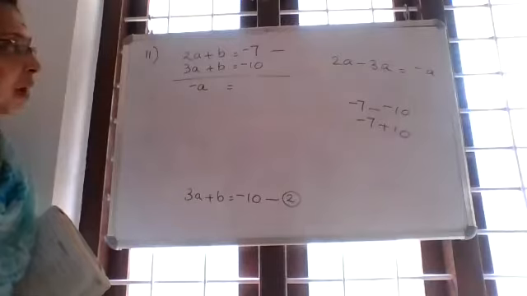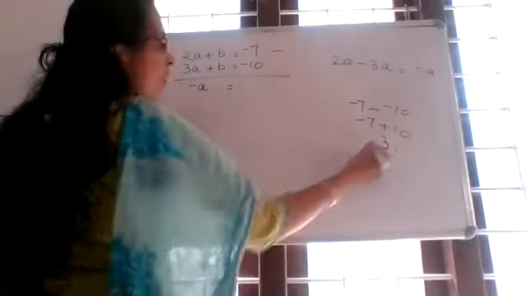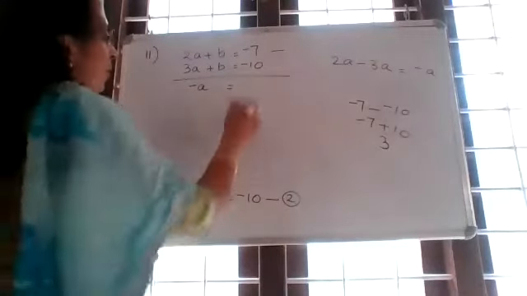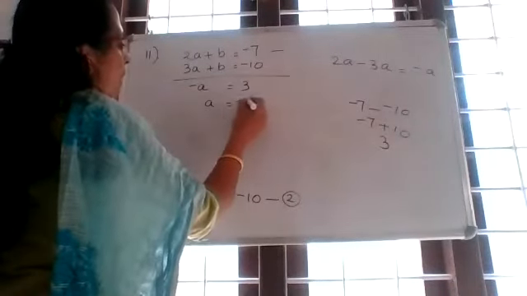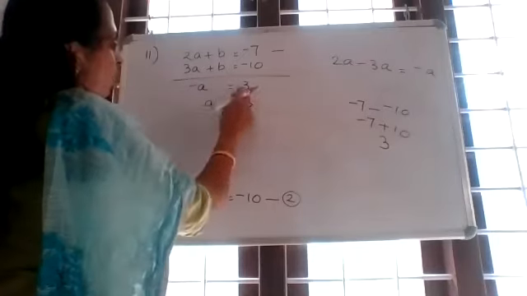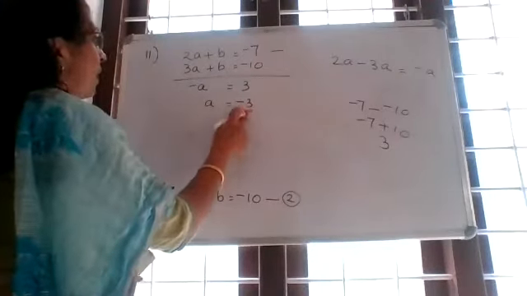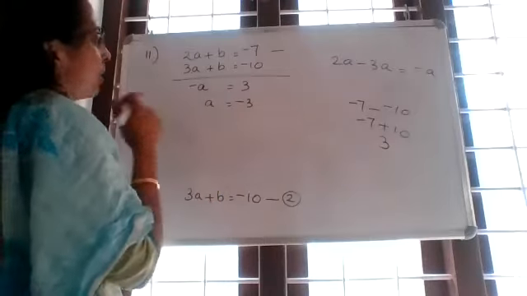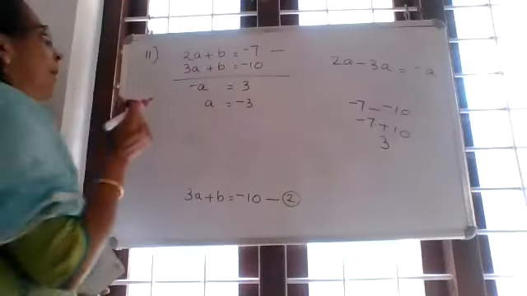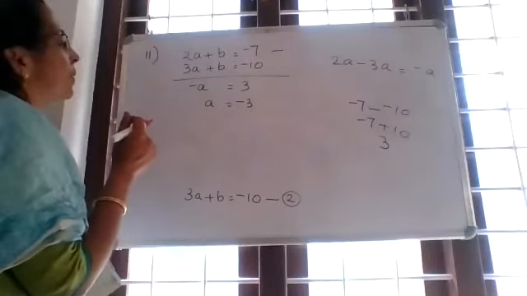Okay. Negative 7 plus 10. So it is positive 3, no? Positive 3. Negative a is equal to 3. So a is equal to negative 3. Then substitute a is equal to negative 3 in which equation? 1 or 2? Your choice. One. Equation 1 you are substituting.